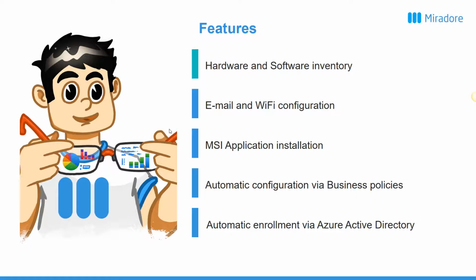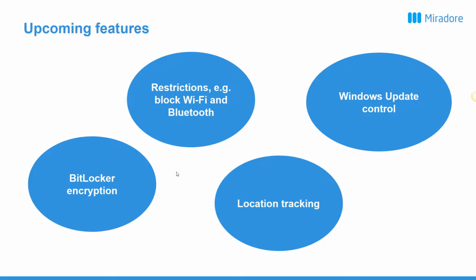And now, looping back to the features we reviewed in the beginning, the hardware and software inventories, the email and Wi-Fi configurations, the MSI application installation, automation thereof with the business policies, and automatic enrollment. And after, we'll keep on continuing the development of this feature.